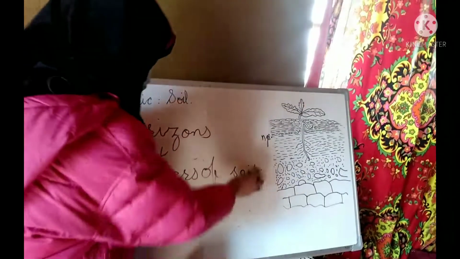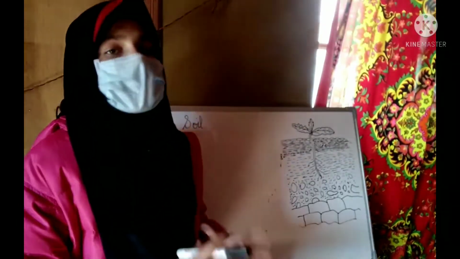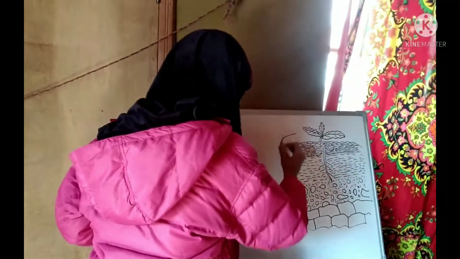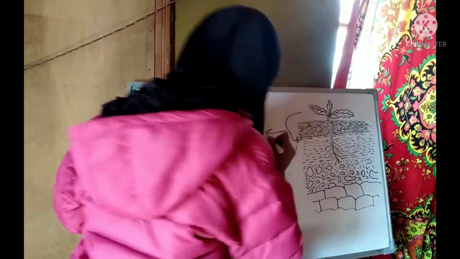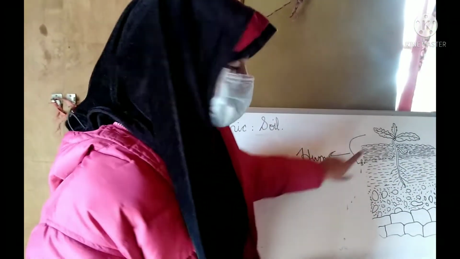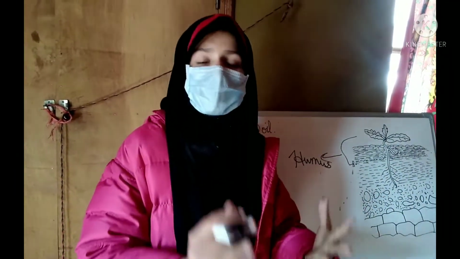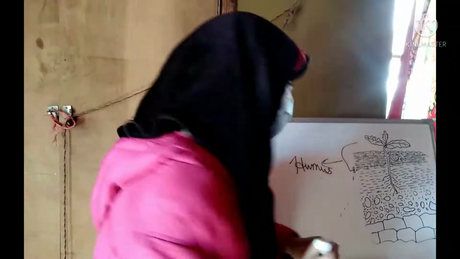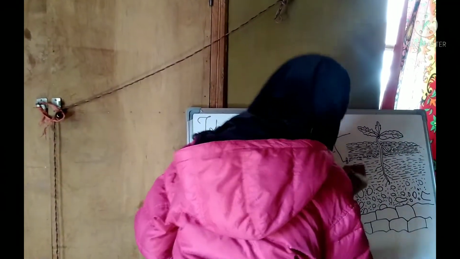And there are different layers of soil, as I told you already. Now let's talk about them one by one. First is the humus. The humus consists of dead and decaying matter. It has the dead leaves, dead plants, and animals. This humus is the part of the topsoil, and the topsoil is made up of the fine particles of the clay.